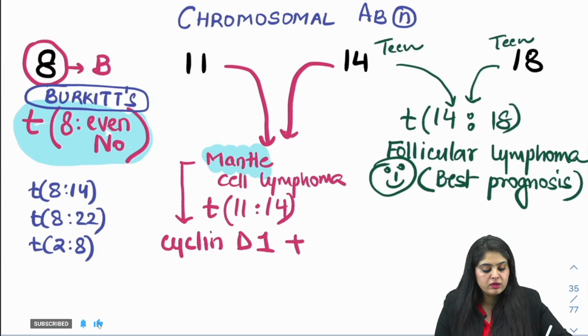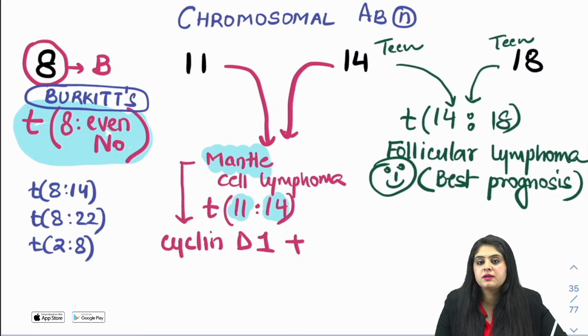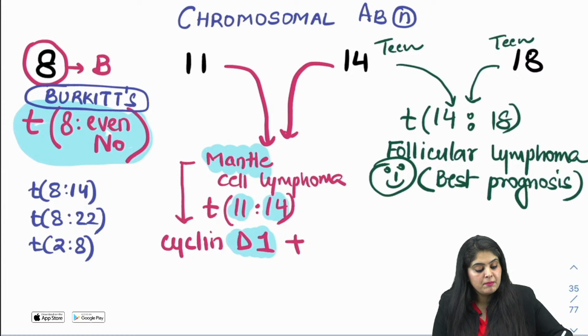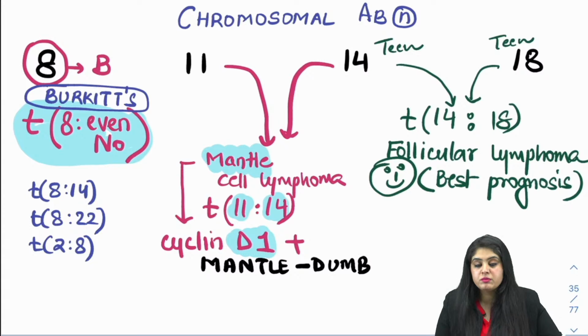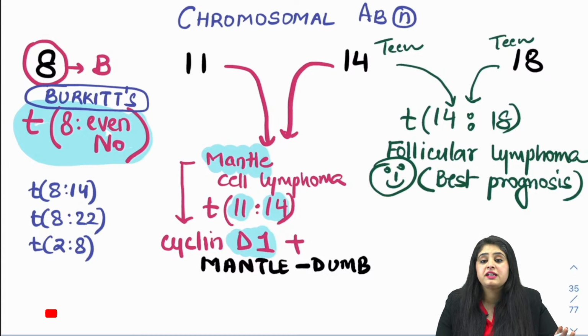Everything is mental, no? You had put a teenager with a younger kid. So 11, 14, everyone going mental and dumb. Everyone going mental and dumb. So remember, mental, dumb. So cyclin D1 is going to be the one that is going to be positive, not cyclin ABC. Cyclin D1, the dumb one will be mental.